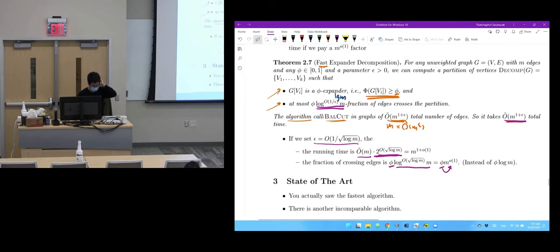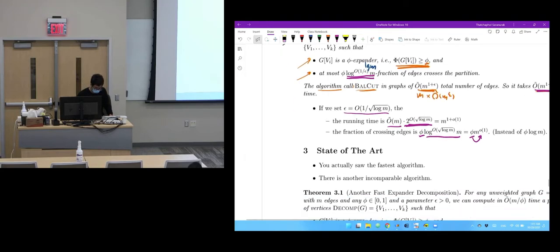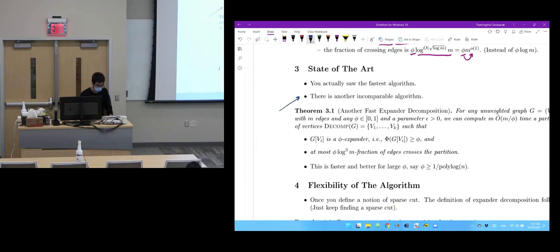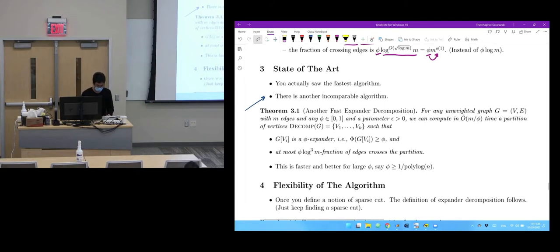So actually what you see here is already the fastest known algorithm. But there is another algorithm which is also fast, but it has incomparable running time and quality. There is another fast algorithm where everything is the same, but this is now polylog, and the running time is this thing.